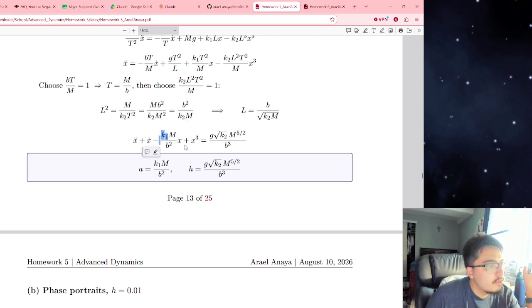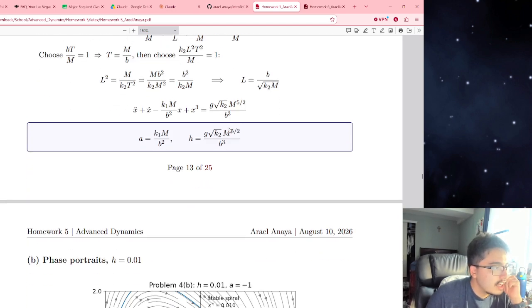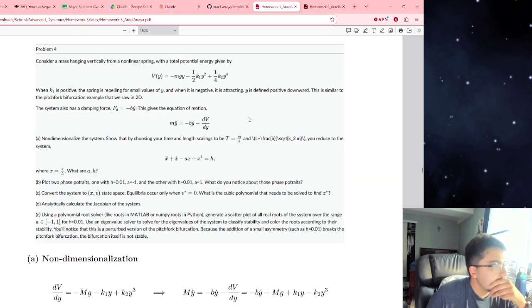Or we're able to reduce the system in such a way that we can name this parameter A and we can name this parameter H, and it'll be in the form that they gave it to us. We can just kind of make that substitution.